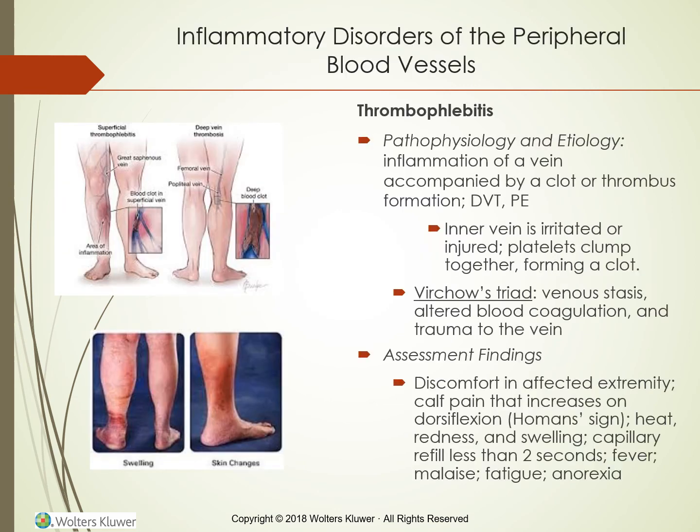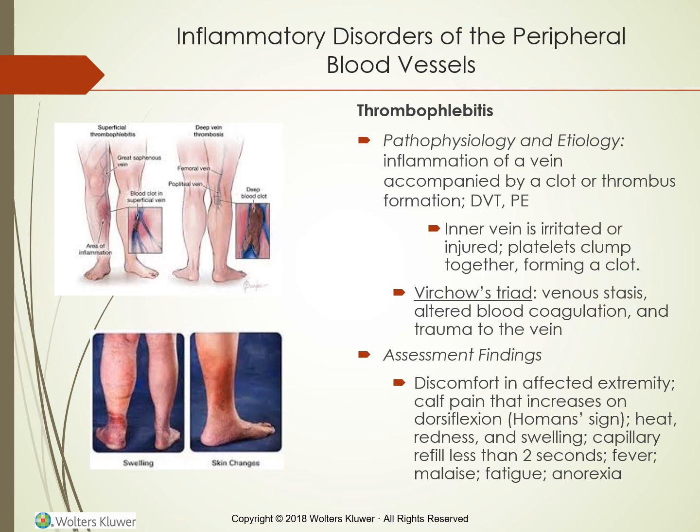Inflammatory disorders of the peripheral blood vessels. Thrombophlebitis. Thrombophlebitis is an inflammation of a vein accompanied by a clot or thrombus formation. Although clots can form in any blood vessel, the veins deep in the lower extremities are most commonly affected. In such cases, the condition is referred to as deep vein thrombosis, abbreviated DVT. Thrombi that form in or above the popliteal vein of the leg are at high risk for migration toward the pulmonary circulation. These cases are referred to as pulmonary embolus, PE.